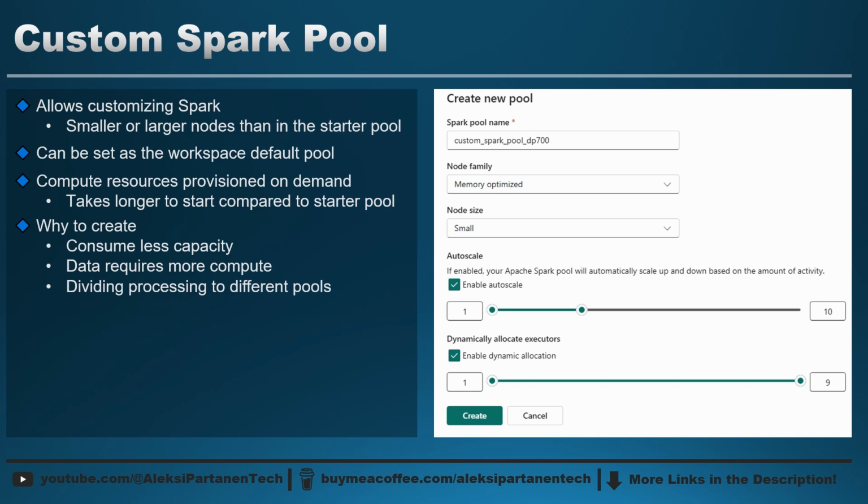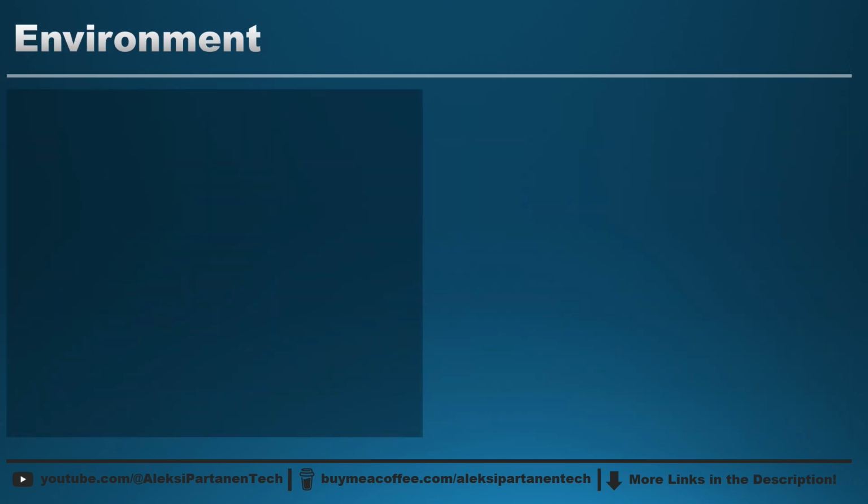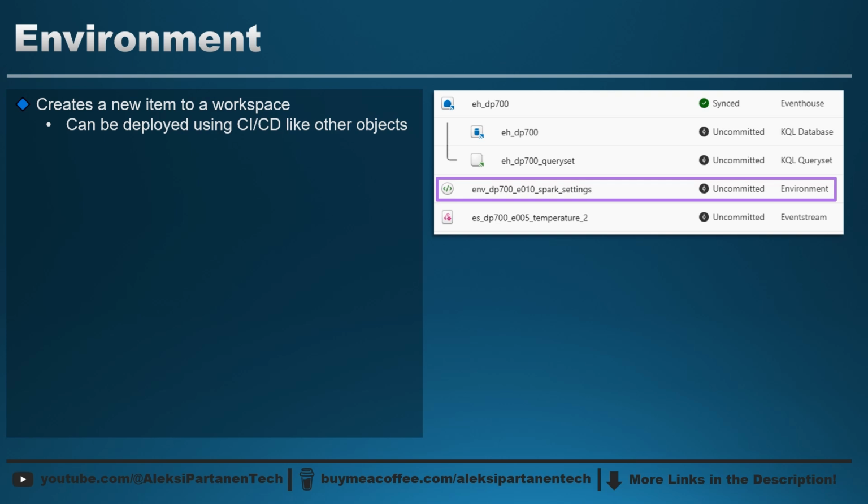The major downside with creating a custom Spark pool this way is that it doesn't support CI/CD and you can't deploy these settings from one environment to another. But for this, we have another way of configuring custom Spark pools that actually supports CI/CD deployments. That other way is using environments. When creating a new environment, you will actually create a new item in a workspace like you would when you create notebooks, data pipelines, or data stores like lakehouses and warehouses.